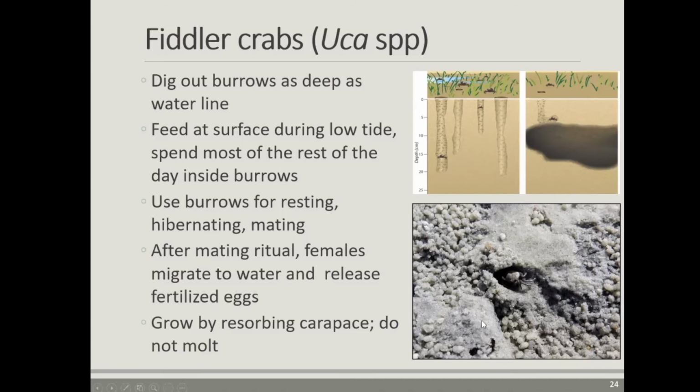These are a little different from the other crabs in that they don't actually molt. They resorb their carapace, and as they resorb their carapace, that means basically dissolve it and take it into their body, and then they build a new carapace from that. So their carapace isn't growing, but they don't have to leave a carapace to get a new one.